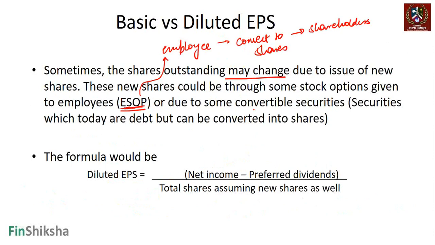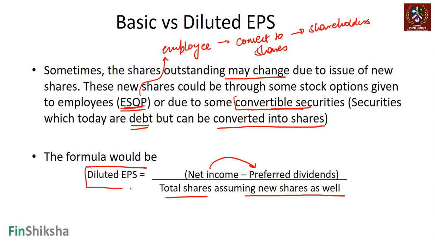And there could be some other kind of securities. These are convertible securities, for example. So what is a convertible security? It is today treated as debt, but tomorrow at some point of time it can be converted into a share or number of shares, right? Based on certain preconditions. So effectively, these are some convertible securities which are available in the markets, and essentially these convertible securities also would result in change in number of shares. So the numerator remains the same, but in the denominator, you have total shares, assuming the new shares as well, if you have to calculate diluted EPS.